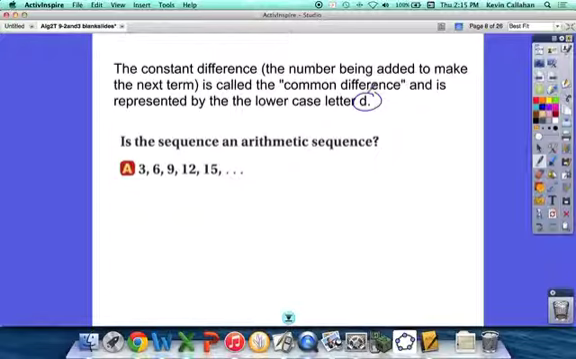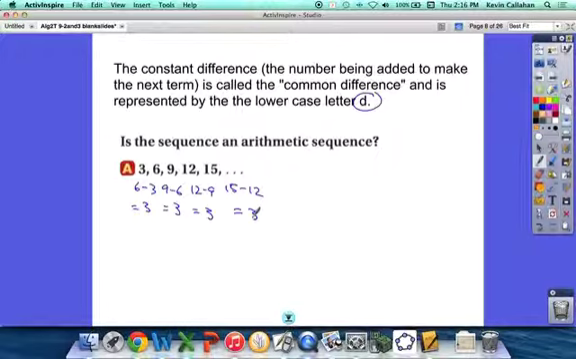Okay, so usually these kinds of questions, and I think in the homework, it says, is the sequence arithmetic? And then it says, and what is the common difference? So we'll do that too. Is this arithmetic? Okay, and what is the common difference? I mean, it looks like 6 minus 3 is 3. 9 minus 6 is 3. 12 minus 9 is 3, etc. 15 minus 12 is 3.